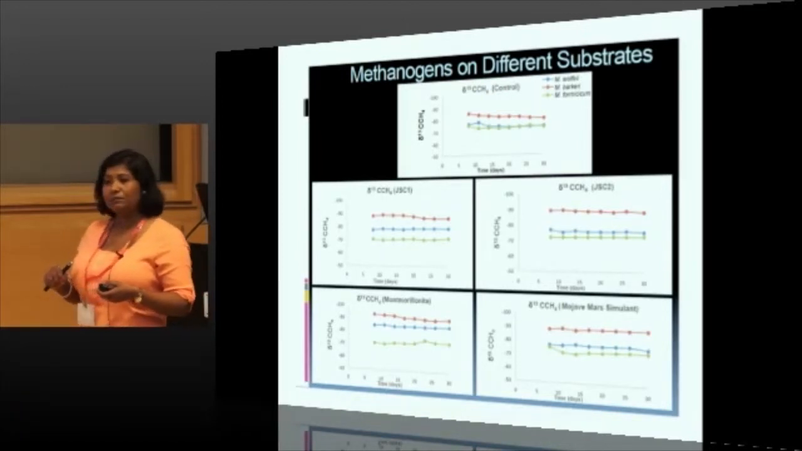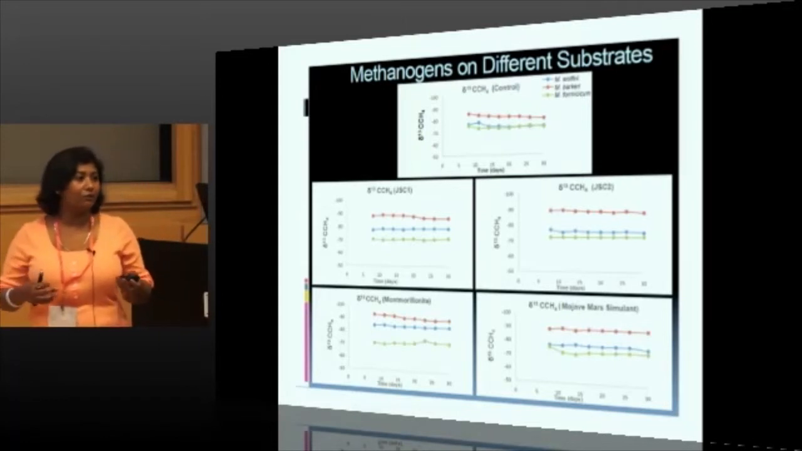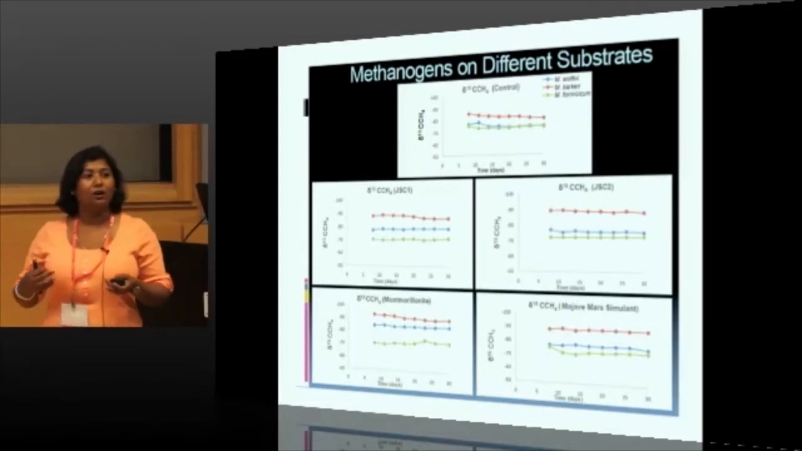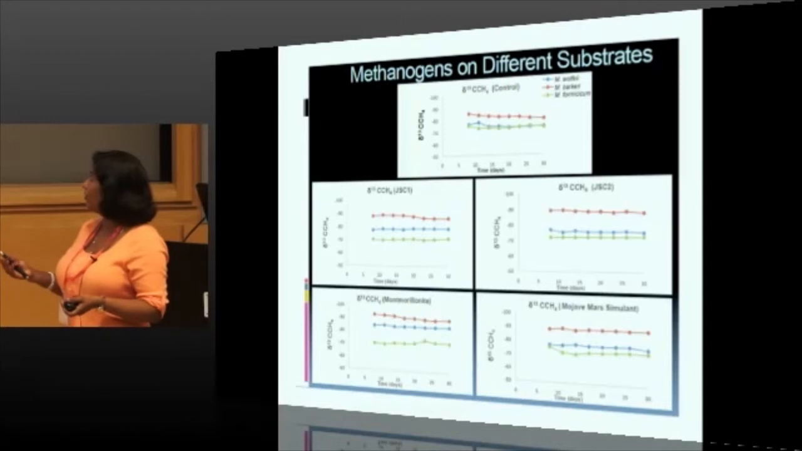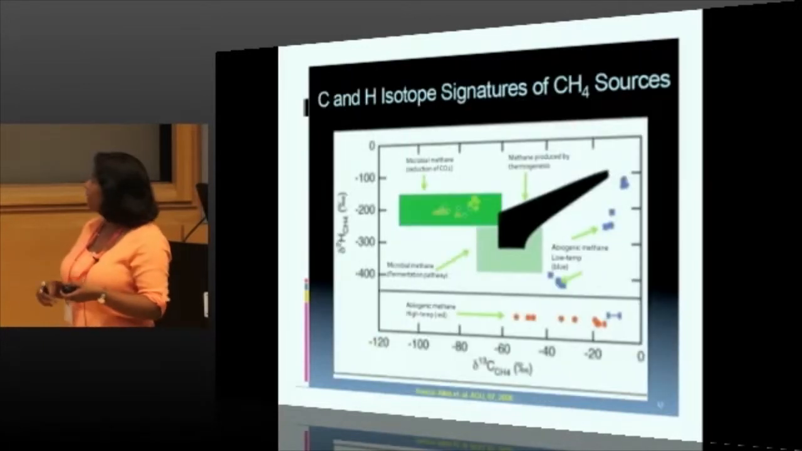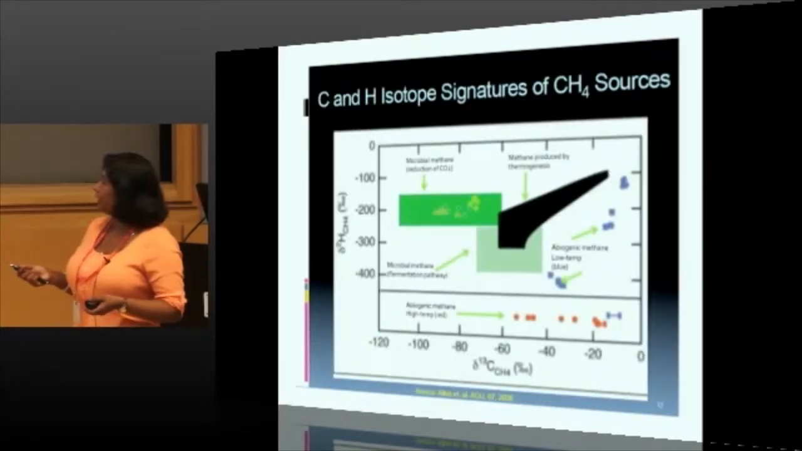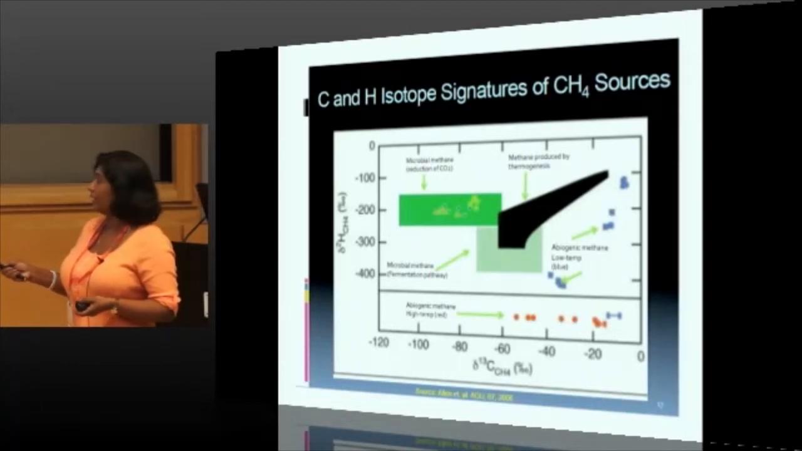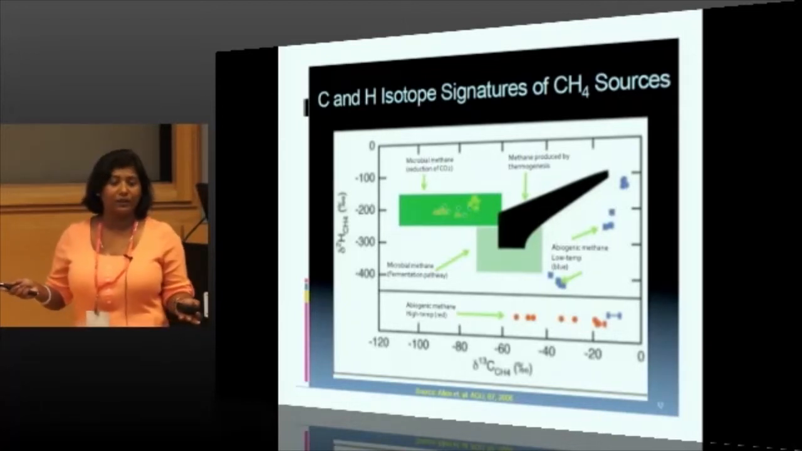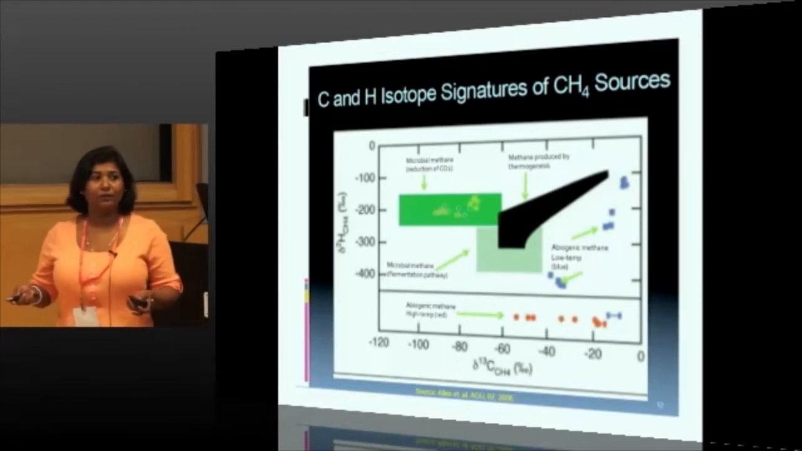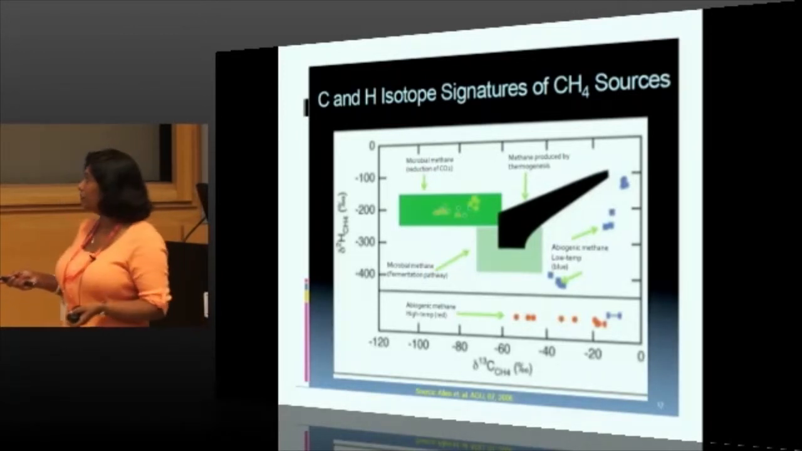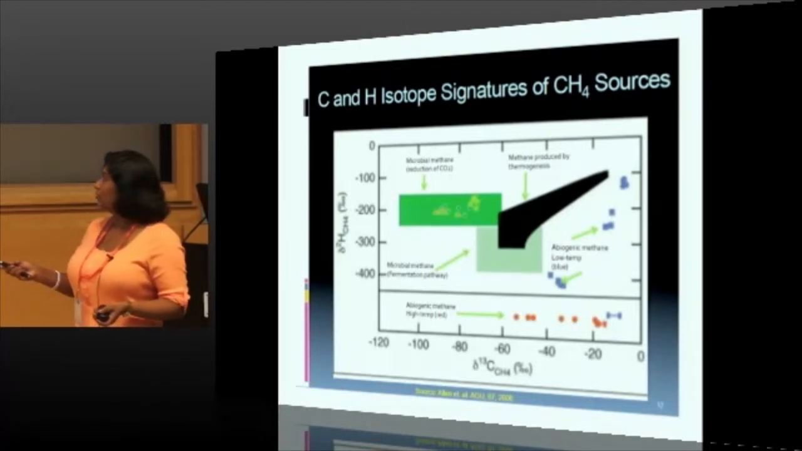It means Barkeri is more selective in using carbon-12 on Mars analog and in media. So I want to show you this figure again, that all my data belongs to this region. I did not take hydrogen isotope data because we did not have the facility for hydrogen isotopes. So I took only carbon isotope data of methane. So all my data belongs to this region.